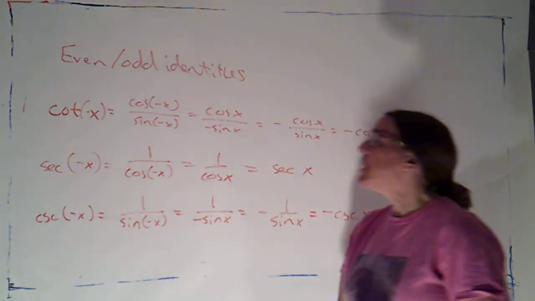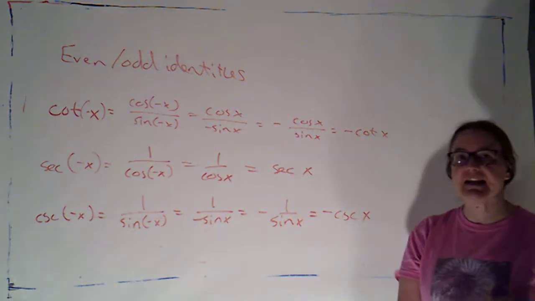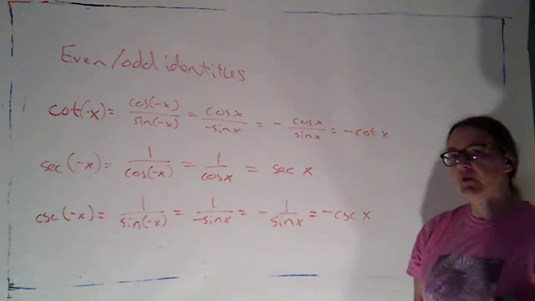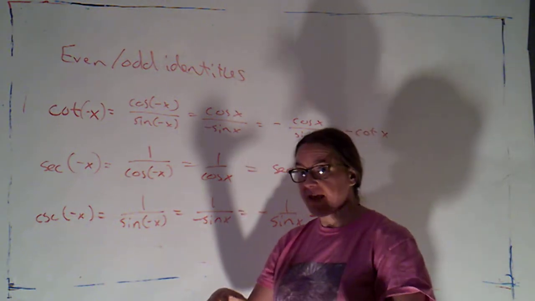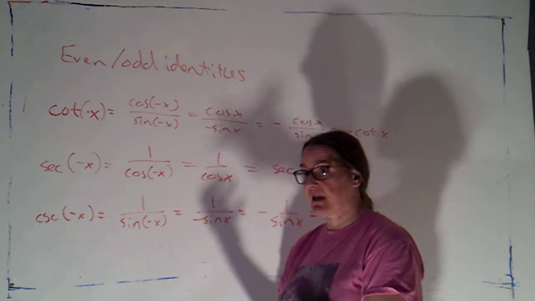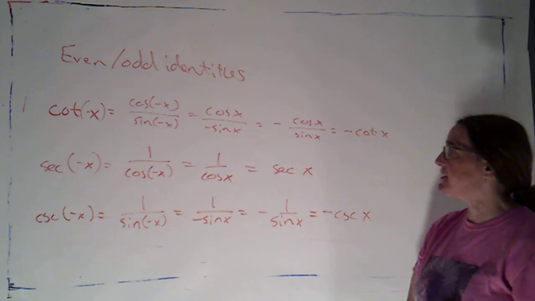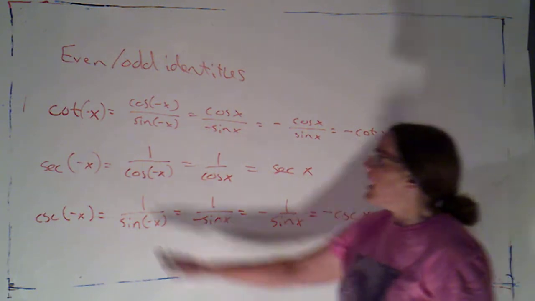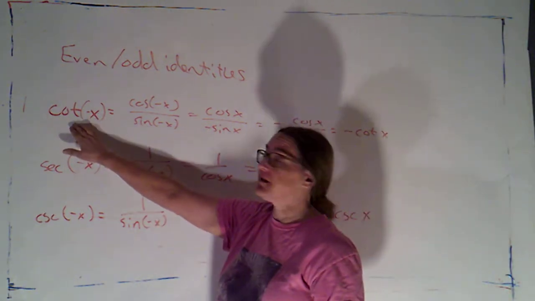Okay, so at the end of the last video, I asked you to figure out whether cotangent, secant, and cosecant were even or odd. So the idea is we want to plug in the opposite of x and see whether we get out the same output or the opposite output as if we just plugged in x. And the trick is to rewrite it in terms of sines and cosines.